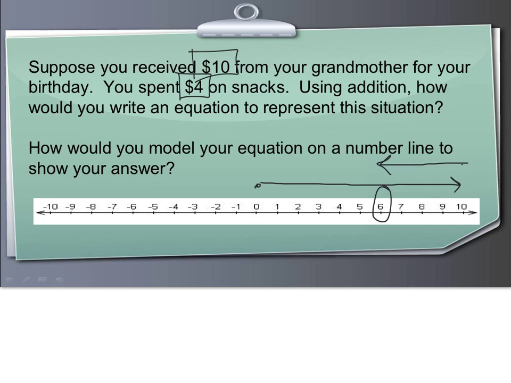So here's our addition equation. We added 10 plus a negative 4, and we ended up with $6 left from Grandma's money.